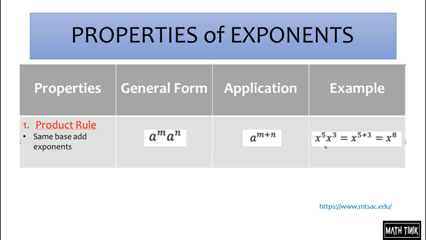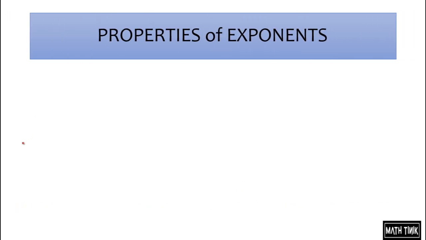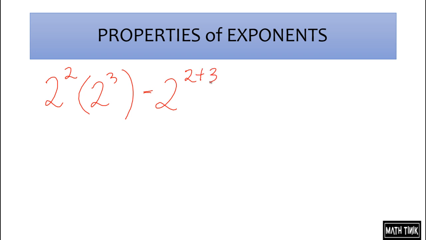Now I prepared several examples for you so you can better understand what the product rule is. So let's go to our first example. Say we have 2 raised to 2 times 2 raised to 3. We have here base 2, which is the same. Then we are to add their exponents. So just write 2, then 2 plus 3, adding the exponents, and it will give us 2 raised to 5. And if you input this to your calculator, it will give you 32.